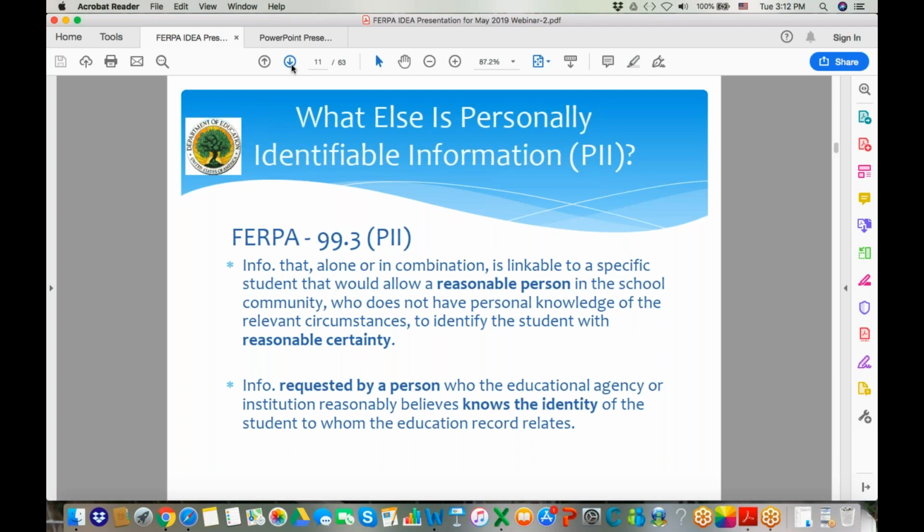And I think now I'm going to turn things over to Colin. She's going to talk a little bit about how IDEA discusses personally identifiable information. Colin? Next slide, please.